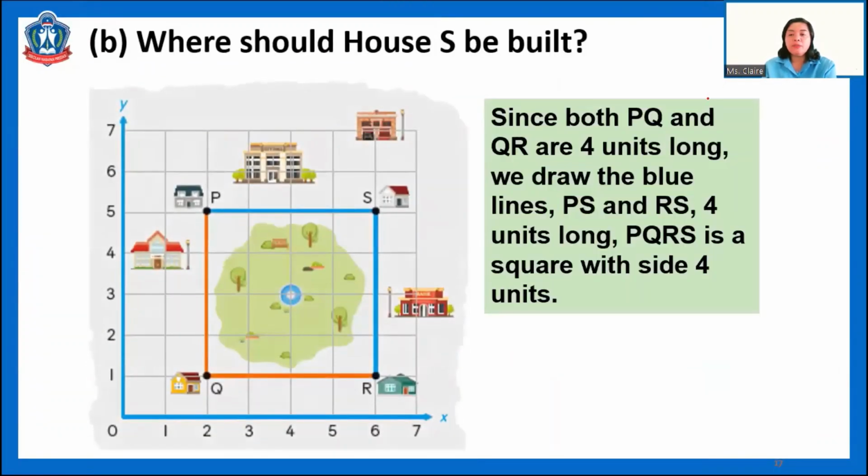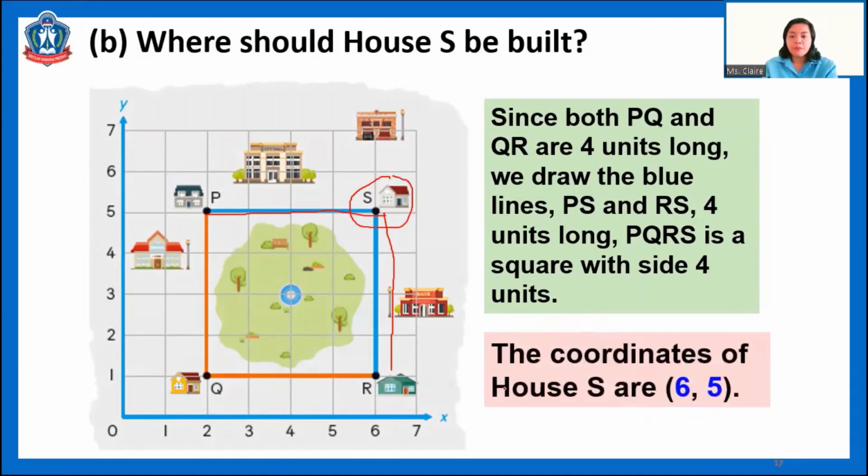So, since both PQ and QR are 4 units, we draw the blue lines PS and RS 4 units long. Let's count. 1, 2, 3, 4. Correct. So, as you observe, we already formed now our square. So, the location of the house S is here.